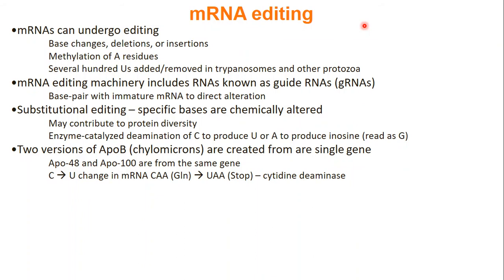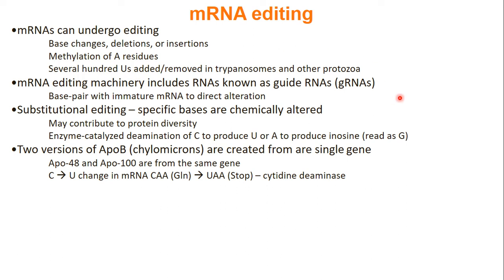In this video, we're going to continue to talk about how RNA can be changed. In our last video, we talked a lot about splicing of mRNA, but mRNA can go through other changes as well, such as changing of bases, deletion, and insertions of nucleotides. One common example of this is the methylation of A residues, and the most extreme example of this is in certain protozoa, several hundred U residues will be added after transcription is already complete.